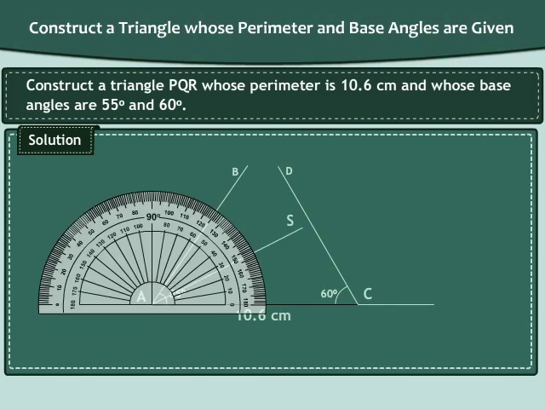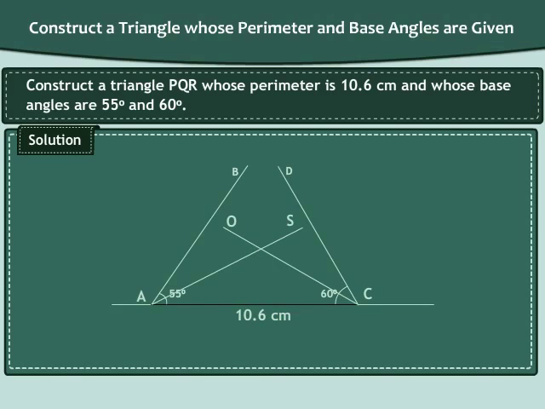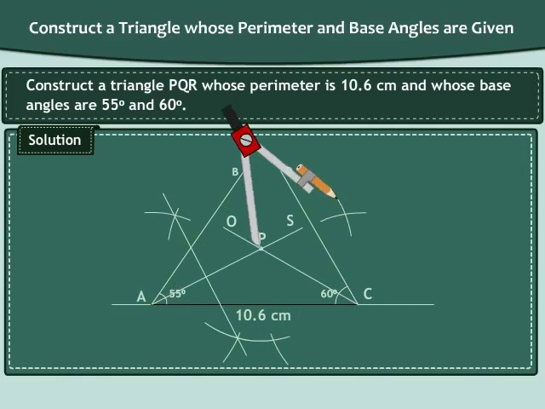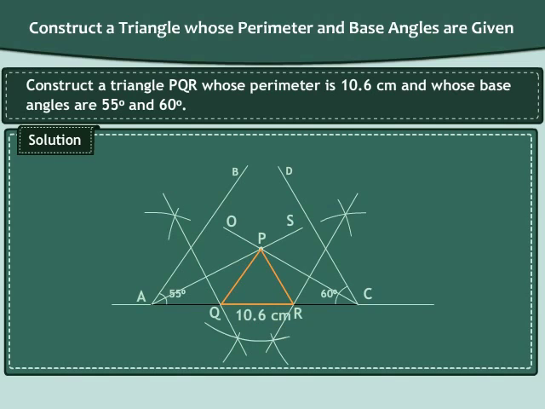Draw bisectors AS and CO of angle CAB and ACD. Let them intersect at P. Draw perpendicular bisector of PA and PC. Let them intersect AC at Q and R respectively. Join PQ and PR. Thus PQR is required triangle.